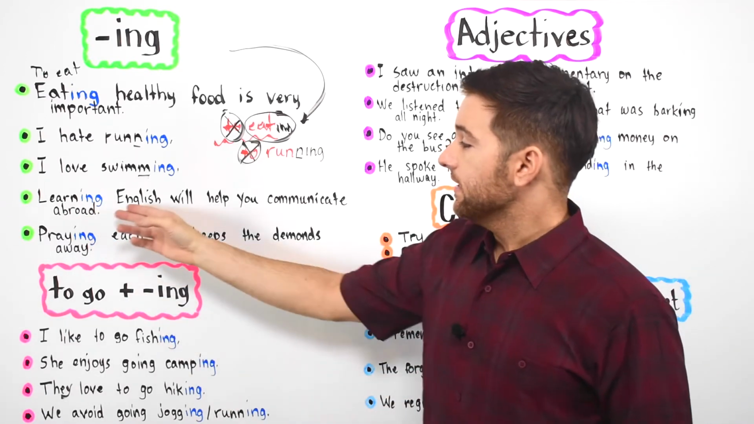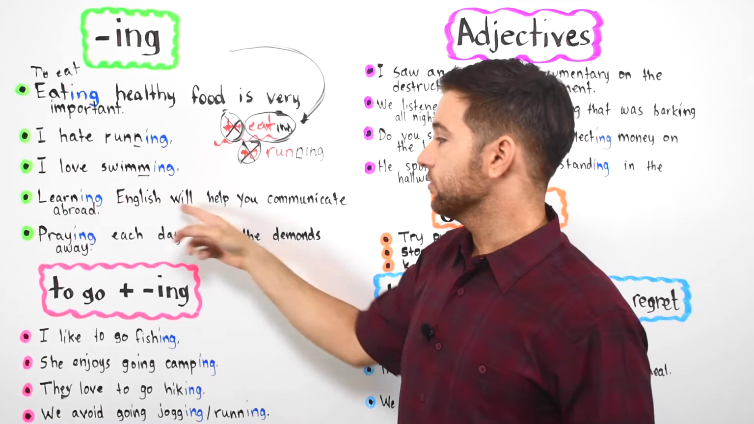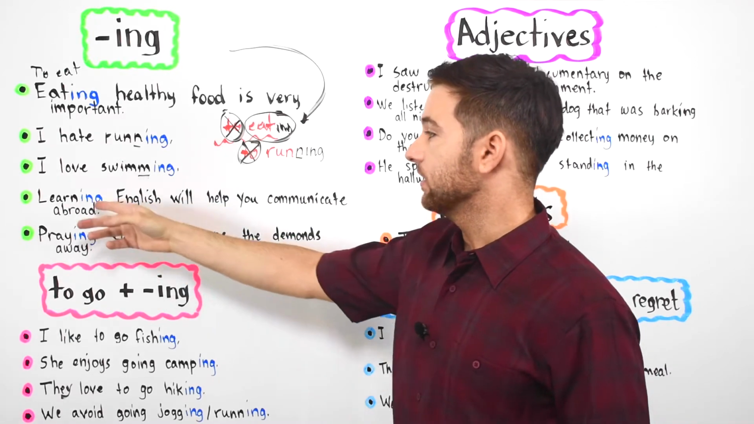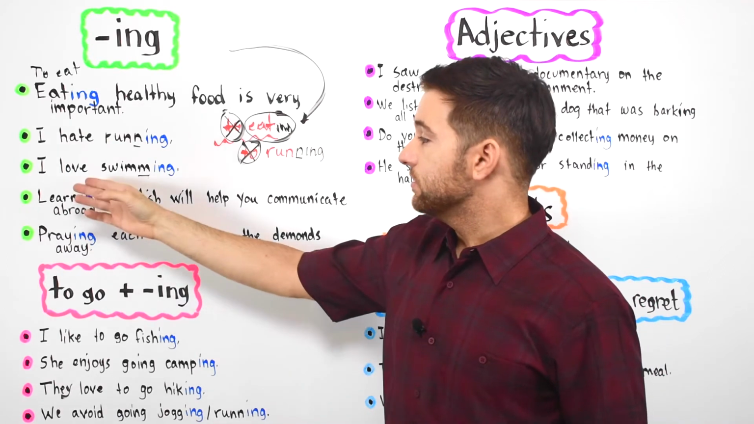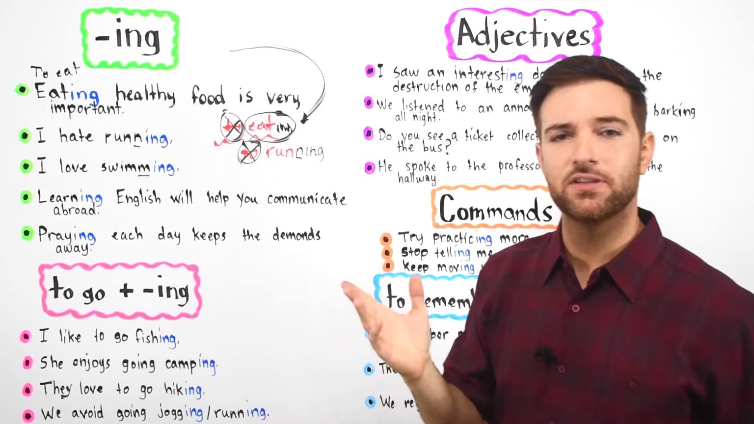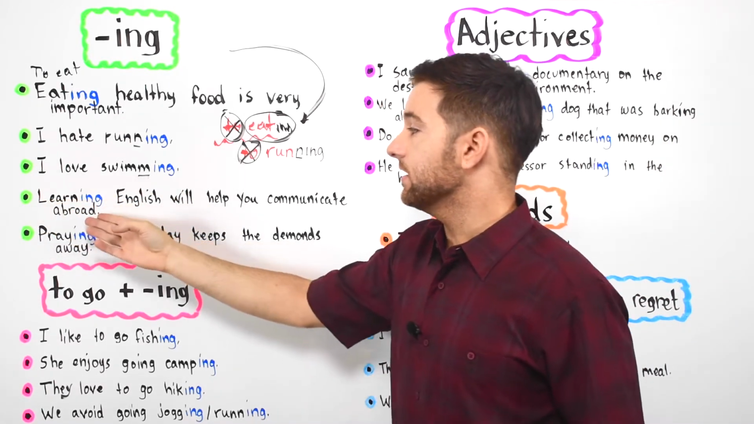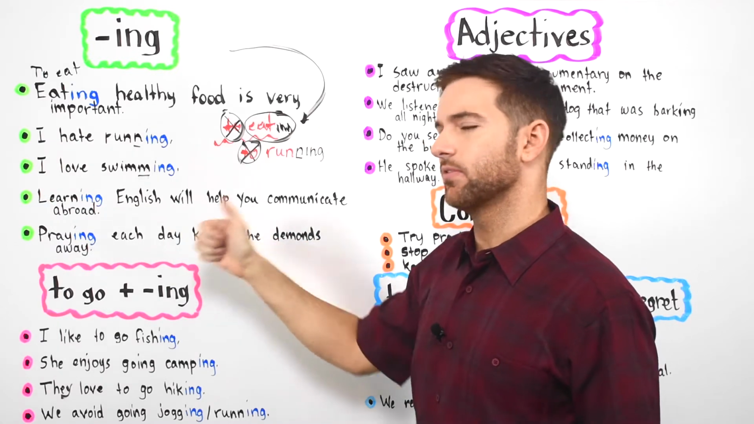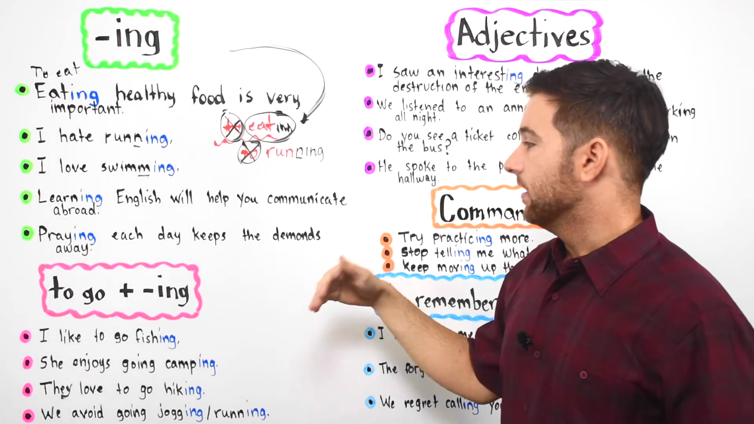Next we have learning English will help you communicate abroad. Learning from the verb to learn. You can also say to learn English will help you communicate abroad, but it doesn't sound that great actually. It sounds better when you have a noun. Learning English will help you communicate abroad. That's much better.